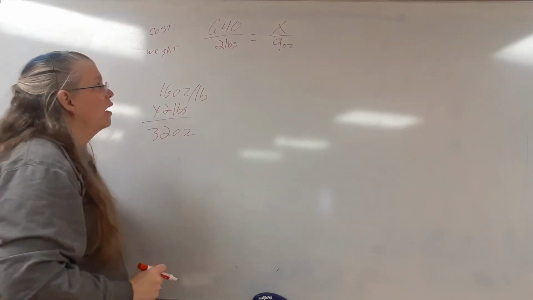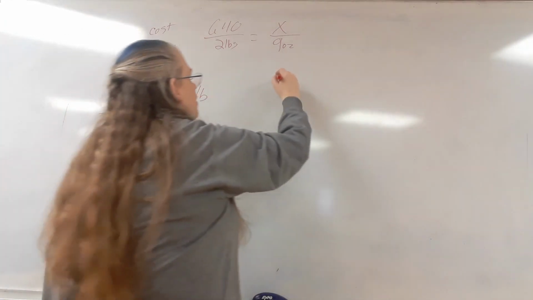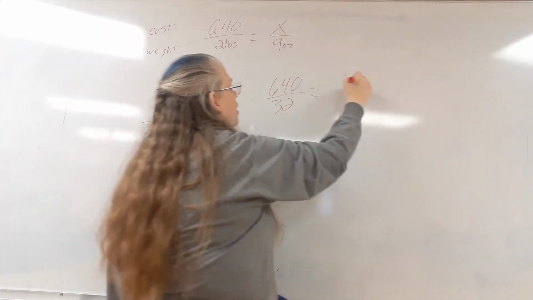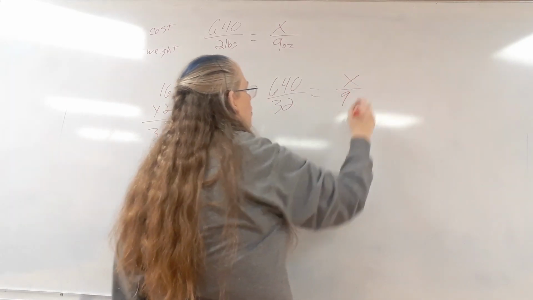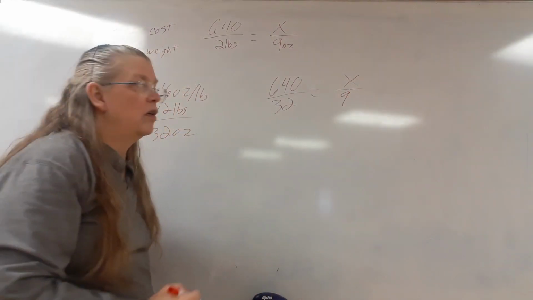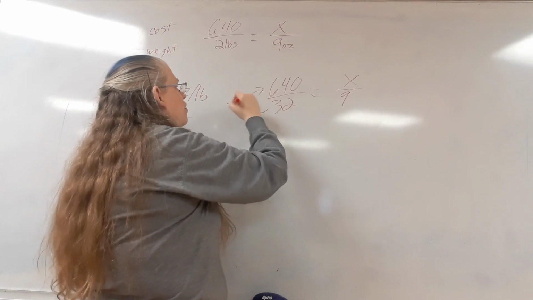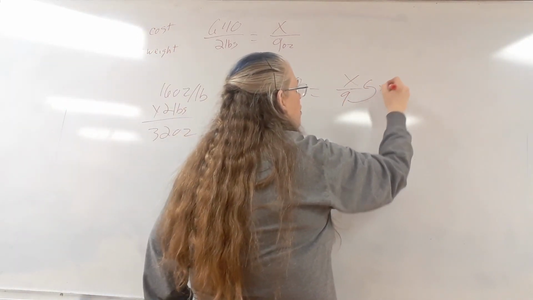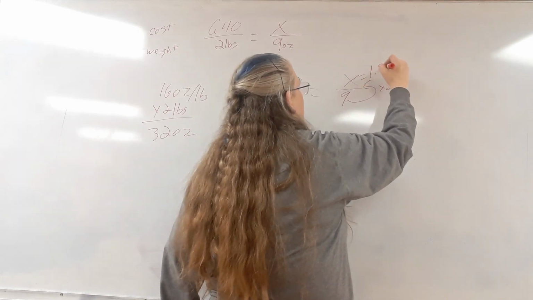Okay? So now let's rewrite this. 640 over 32 equals X over 9. This is times 20. So this needs to be times 20. So our answer is $1.80.